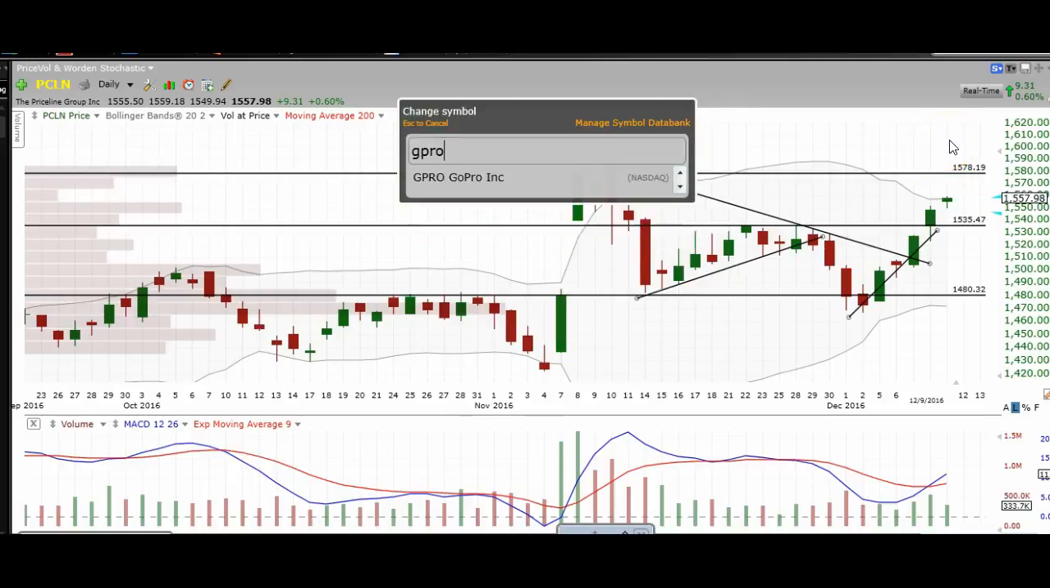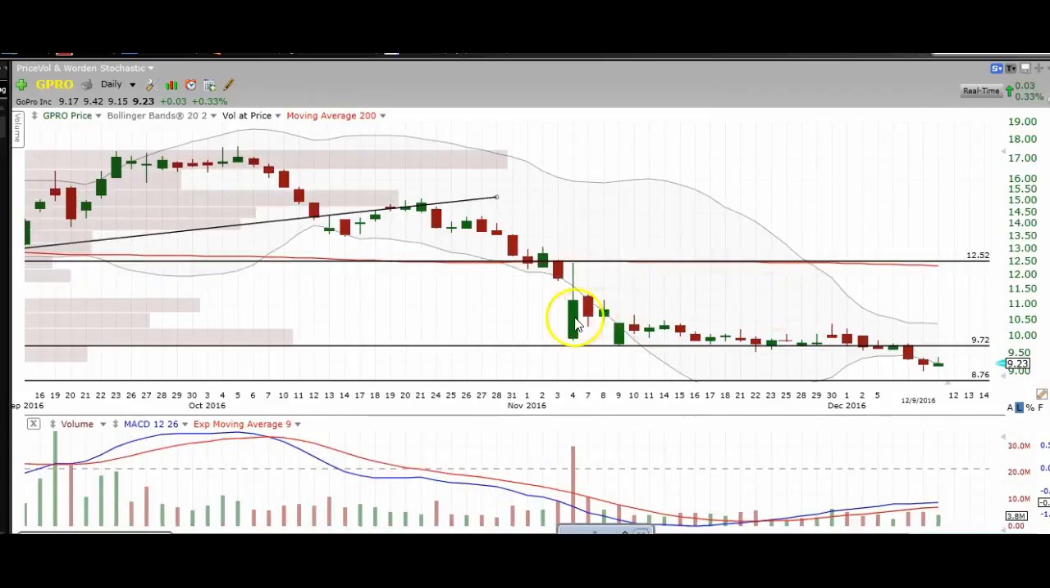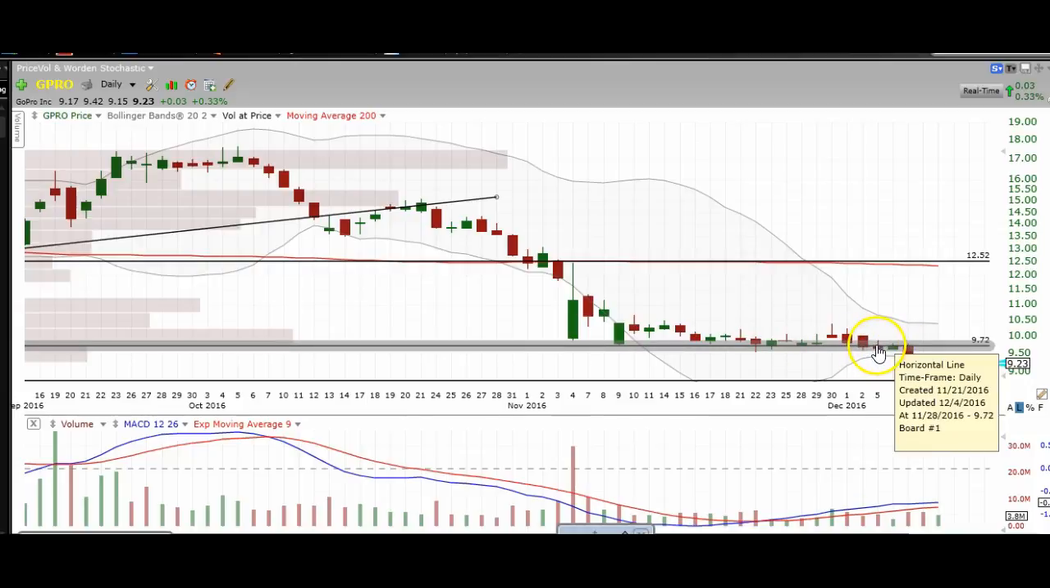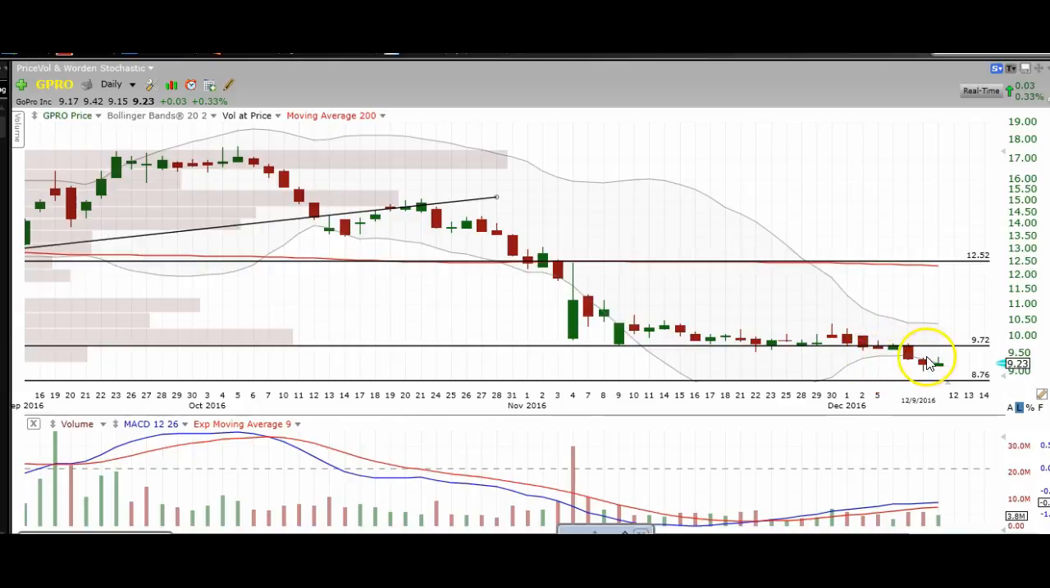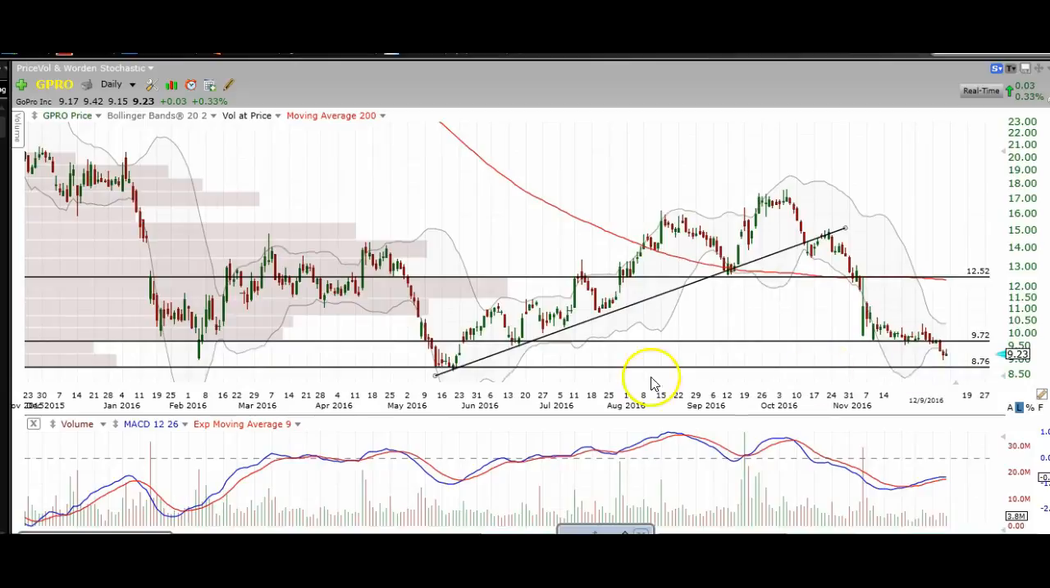The next one we're going to be taking a look at is GoPro. Again, if you've been following along, we liked GoPro for a short ever since it broke below this support right here. And you can see it's headed lower here. And 875 is going to be that next support level based off of these lows over here it made in May of this year. Definitely a little bit of support there that you want to be aware of on GoPro.